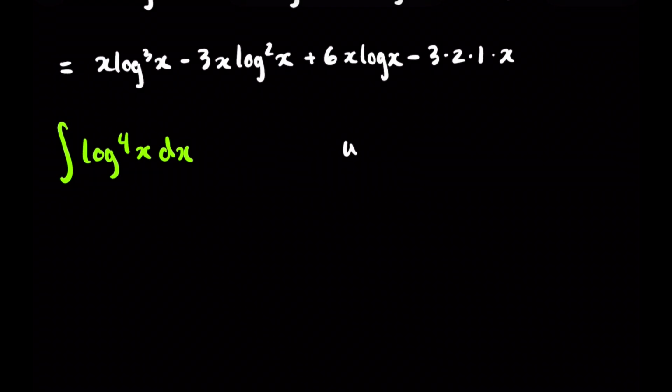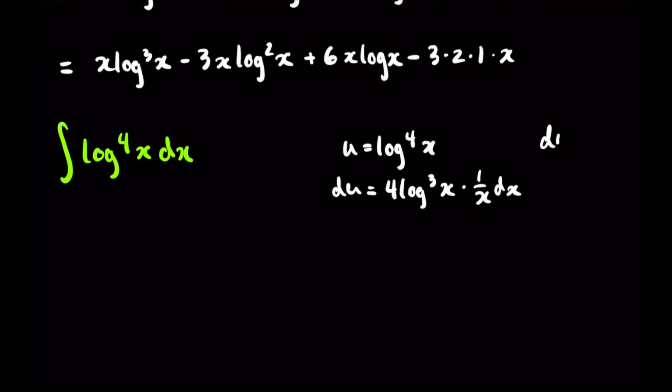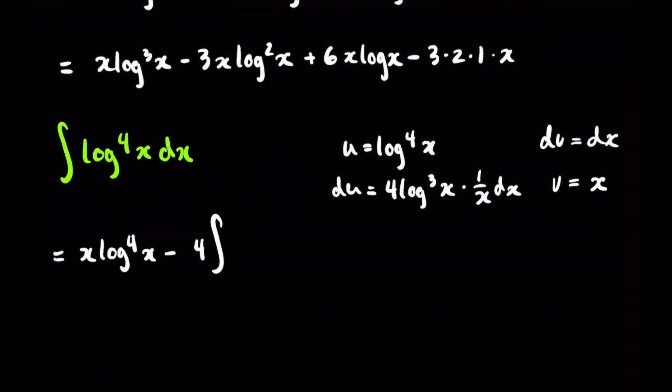So we have u equal to log to the 4th x, therefore du is equal to 4 log cubed x times 1 over x dx. dv is equal to dx, and v is equal to x. We have uv, which is x log to the 4th x minus the integral of v du, which is 4 times the integral of log cubed of x dx, which we just solved above.